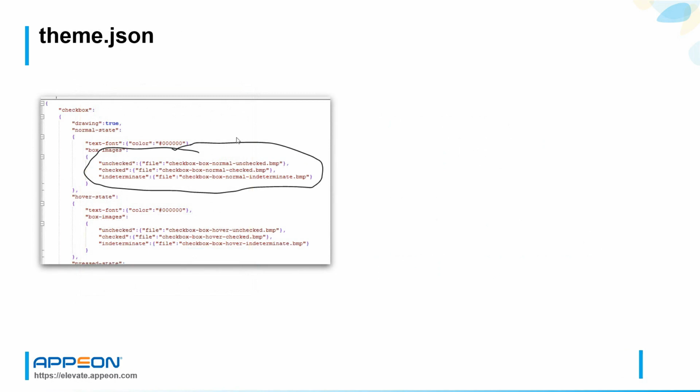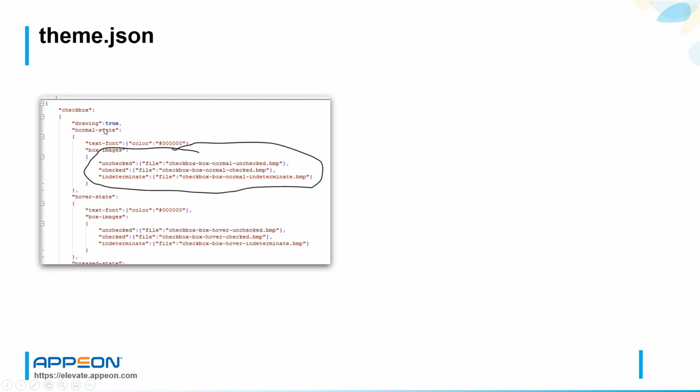So here's the other thing that's in that directory other than all the bitmaps, and this is what drives the whole thing. It's a theme.json file, and it's essentially like a cascading style sheet. Here's that drawing colon true at the very top. This is for a checkbox. If I said drawing colon false, then it would ignore all the rest of the settings in this document for the checkbox.